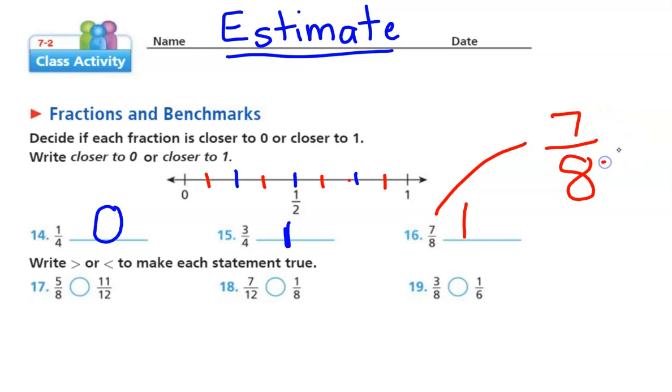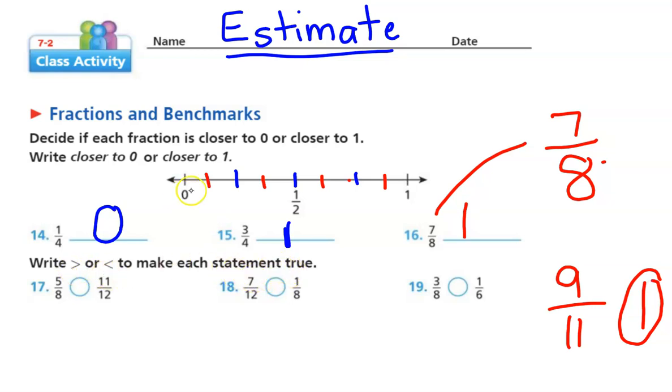Anytime you have a fractional part where your number is really close to the denominator, that's obviously going to round up to be 1. For example, if I had something like 9/11ths, well, I don't know much about 11ths. 11ths are really hard to imagine, but I do know this. 9's pretty darn close to 11, so I could assume that that's going to be really close to 1. Okay? All right, for 17, 18, and 19, it wants you to use these symbols to make each statement true.